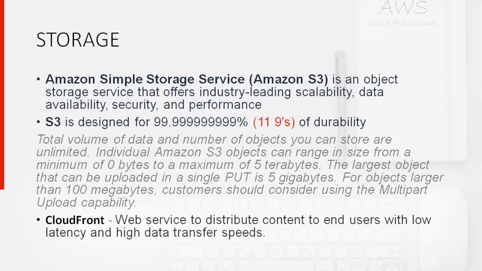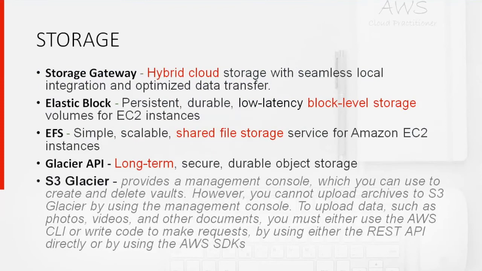CloudFront, a web service to distribute content to end users with low latency and high data transfer speeds. Storage Gateway, hybrid cloud storage with seamless local integration and optimized data transfer. Elastic Block Store, persistent, durable, low-latency, block-level storage volumes for EC2 instances. EFS, a simple, scalable, shared file storage service for Amazon EC2 instances. Glacier API, long-term, secure, durable object storage.